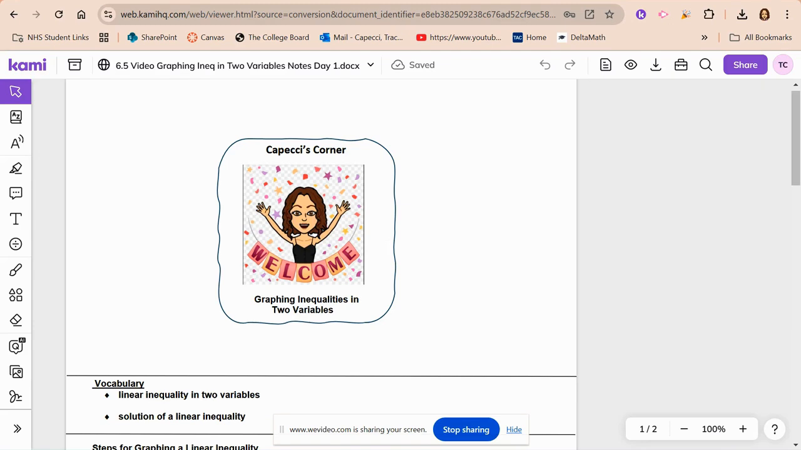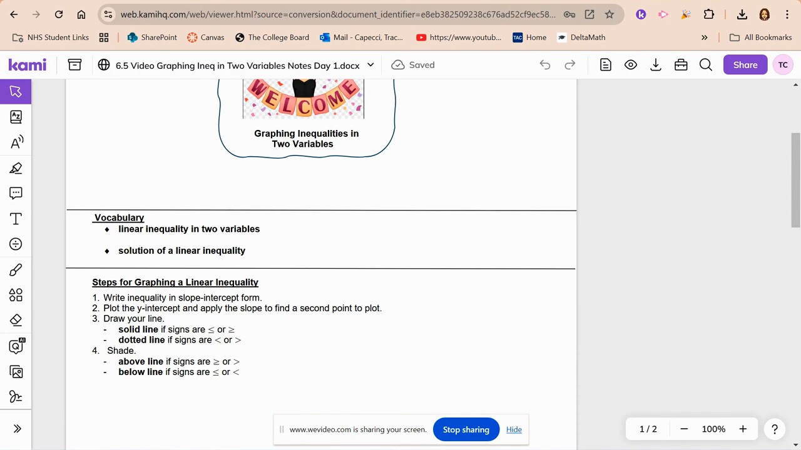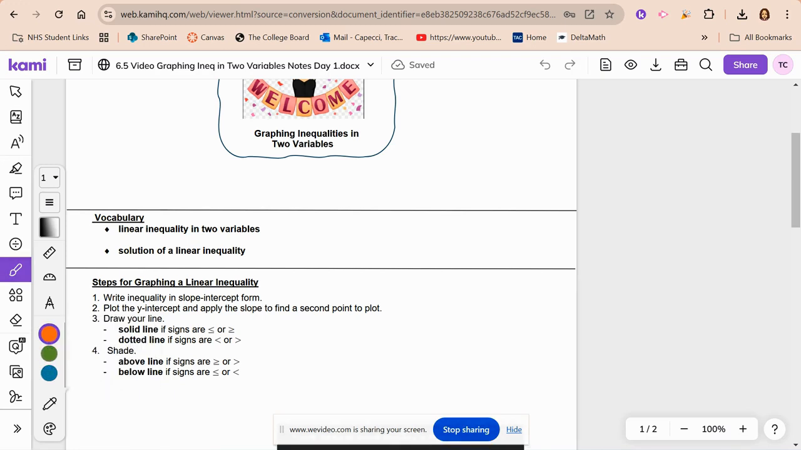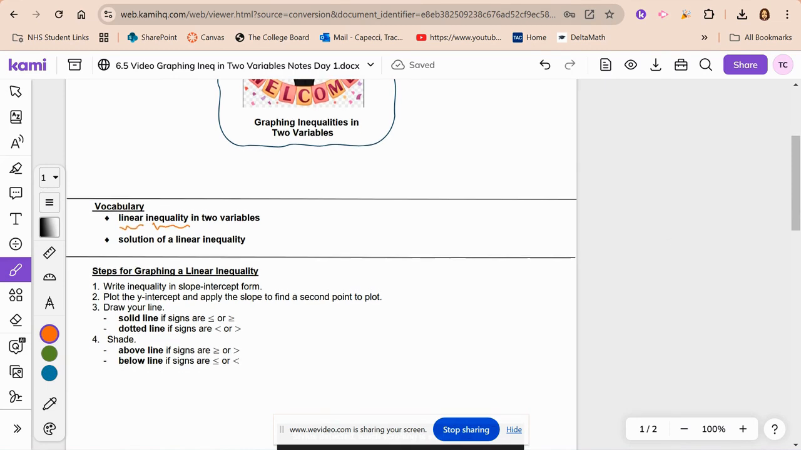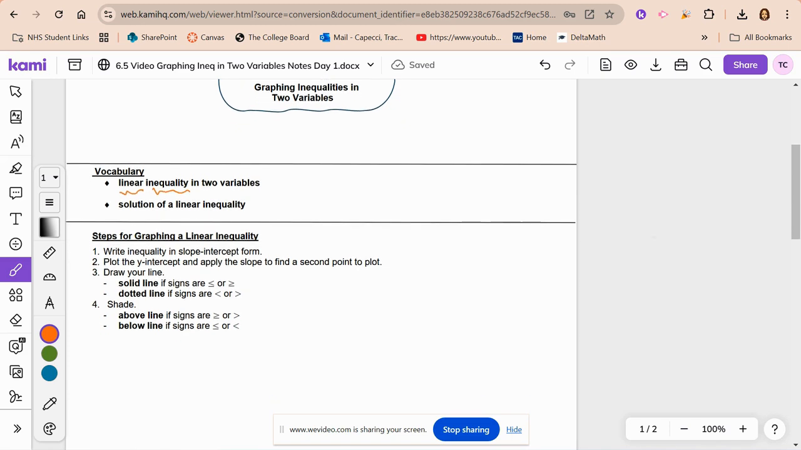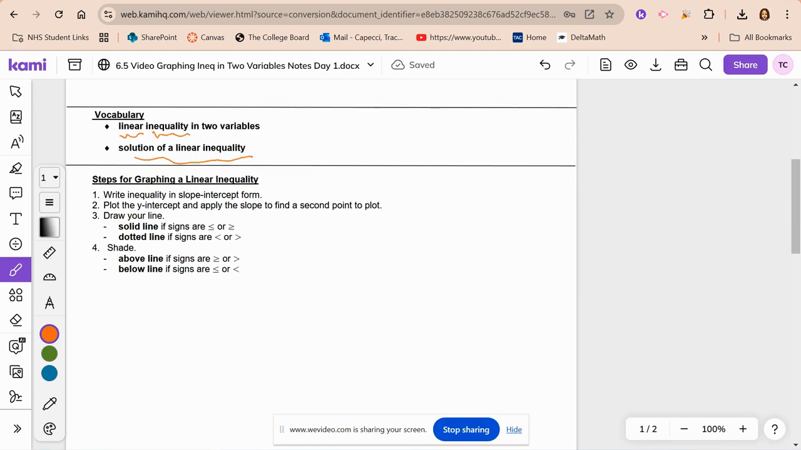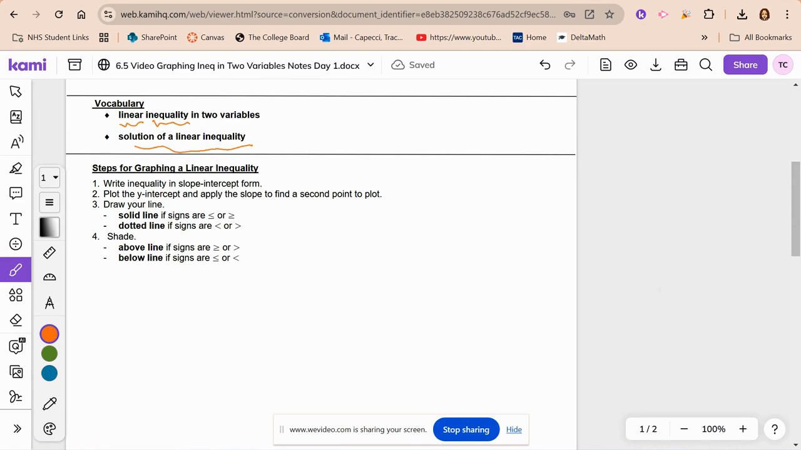Today in Capechi's Corner, we're going to look at graphing inequalities in two variables. When we talk about linear inequalities in two variables, it's an inequality. We see the word line there in linear and two variables, so we're not graphing on a number line. Instead, we're going to use, in most cases, x and y. The solution of the linear inequality is where all the shaded region is, and maybe on the line if it happens to be a solid line.